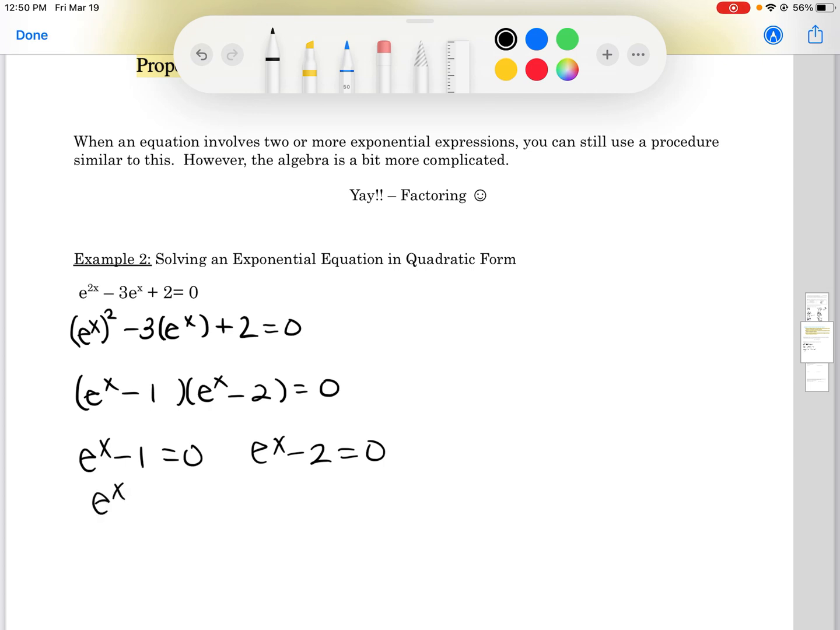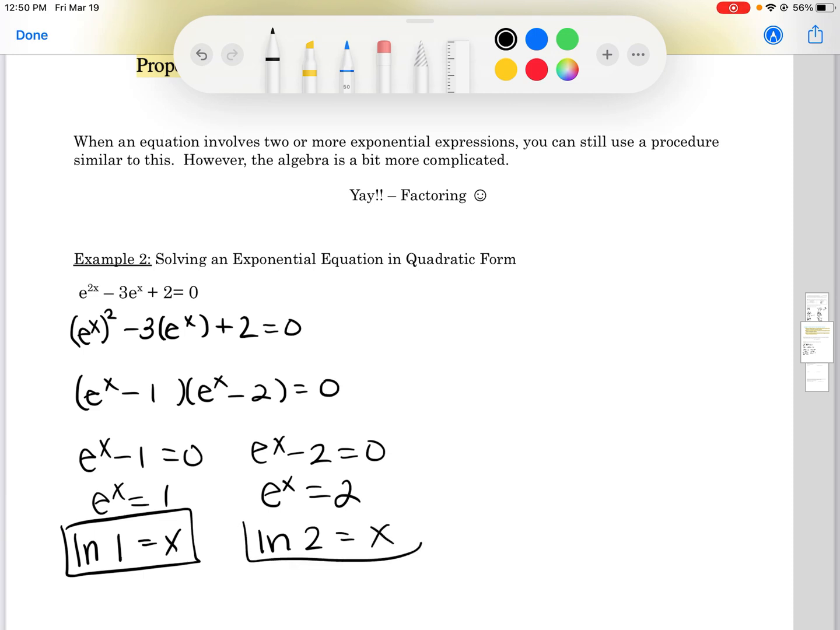That's going to give me 1, and then I'll take the natural log of 1 is equal to x. So whatever that works out to be, the natural log of 1. And then here I'm going to take the 2 and add it. And then the natural log of 2, or log base e, is equal to x.